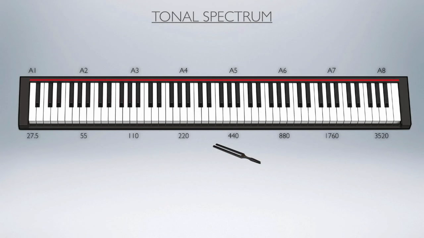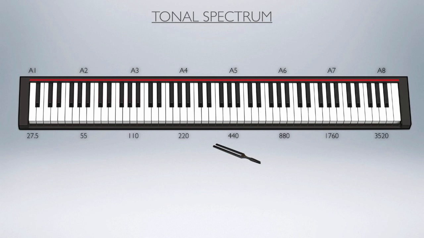The string vibrates twice as fast. This is 110 hertz, 110 times a second, and up an octave is 220 hertz, or twice as fast. That's the relationship between octaves and hertz. Let's look at this again. Look at all those numbers. They all double every octave.